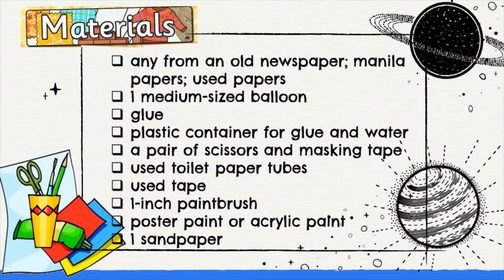That was all about trivia, or not just a trivia, but facts about the moon. So these are the materials that you are going to need in making your PT or project task. Any old newspaper, Manila papers, or used papers, a medium-sized balloon, glue, a plastic container for glue and water to mix up, a pair of scissors and masking tape, used toilet paper tubes, used tape, a 1-inch paintbrush, poster paint or acrylic paint, and sandpaper.